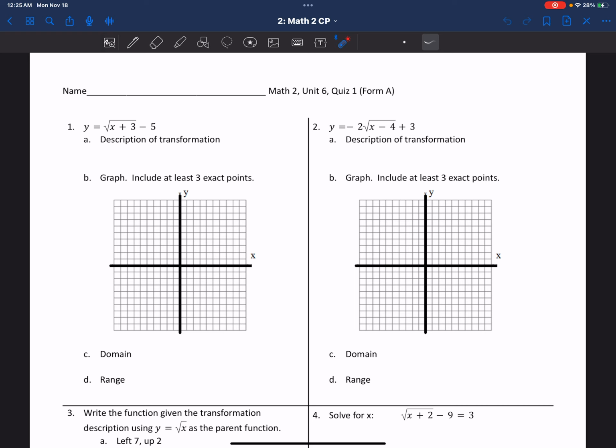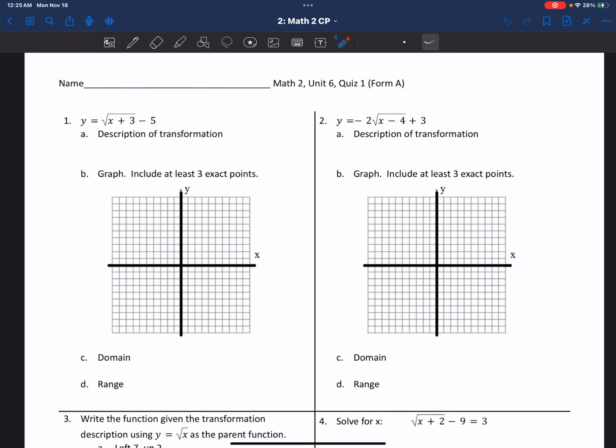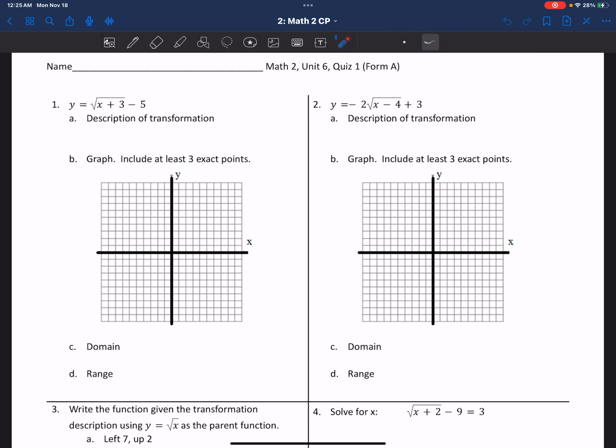So if you do this on your own and you do well, you should do well on Form B for the quiz. So first off for numbers 1 and 2, these are both 6.1. So look at your notes there. And for your description of the transformation, that would be like, is it going up or down, left or right? Is it reflected? Is it stretched or compressed? So for descriptions, that's where you're writing what's happening based off of the equation.